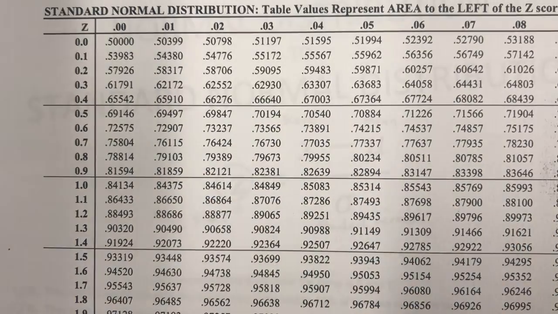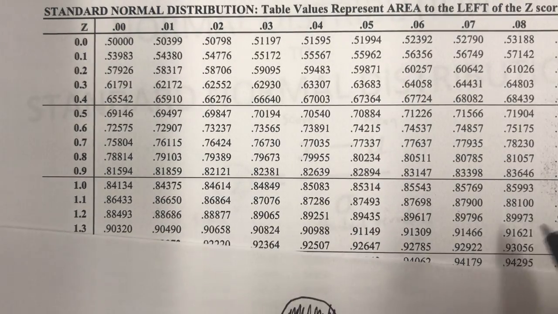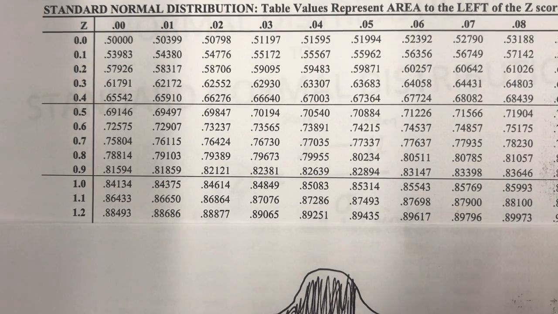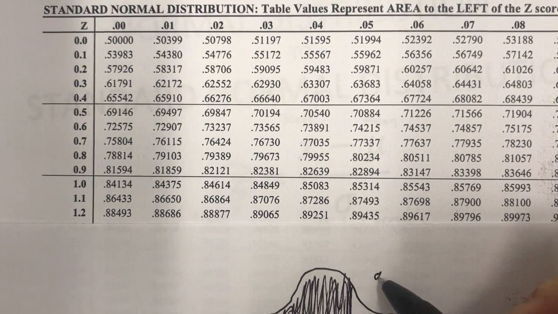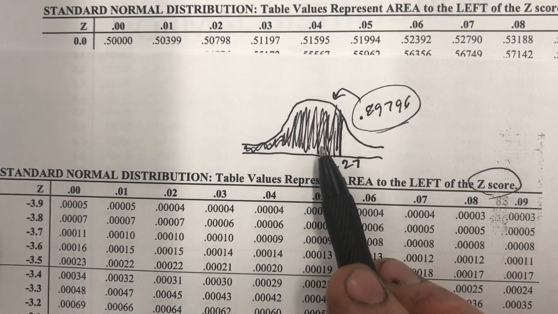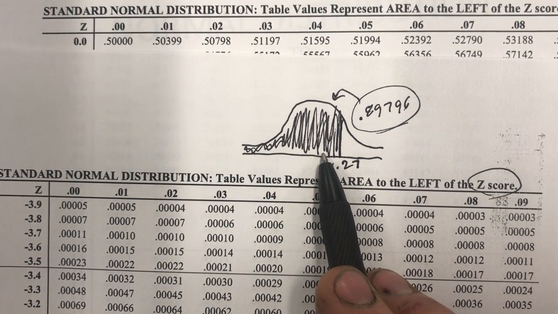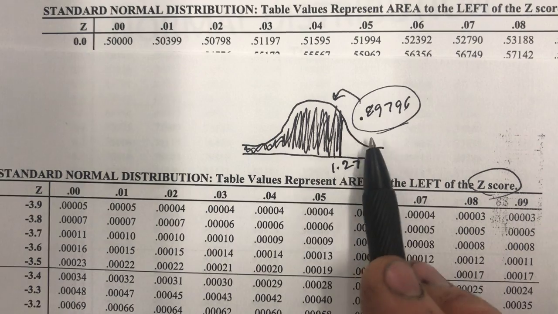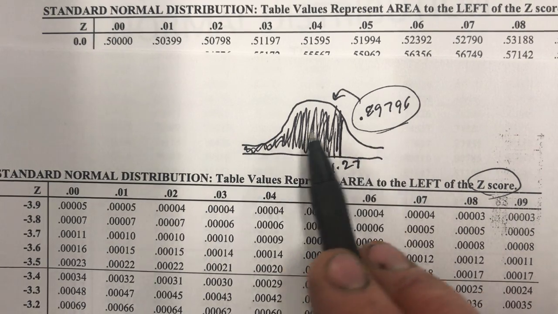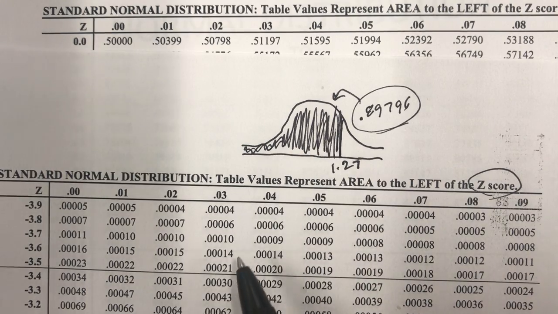These are your percents. So what that means is, on this 1.27, the value is 0.89796. That's the probability of all this that's colored in. So at this point right here, that's 89% of your scores, of your games, whatever. 89%.